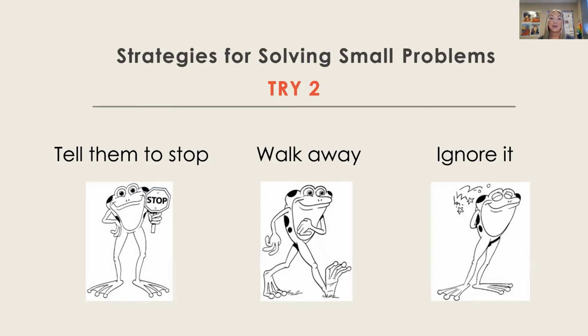Ignore it. So look at this frog in the illustration. This frog is ignoring a problem by not looking and not listening. So you can think of a list of things that you might be ignoring. Maybe it's teasing or name calling, lots of different things that you might ignore.